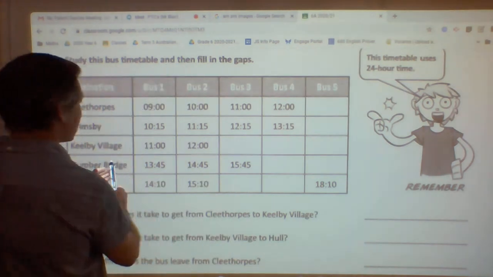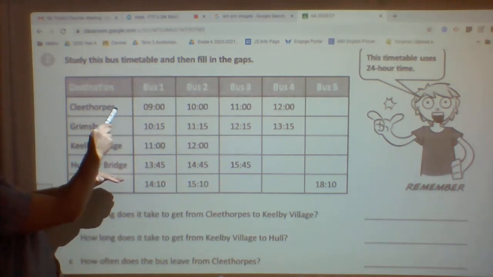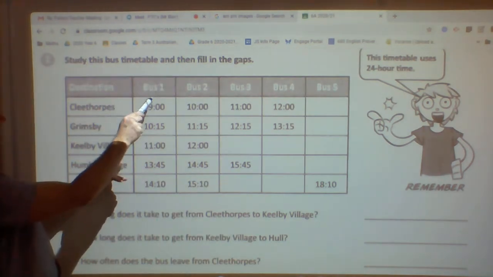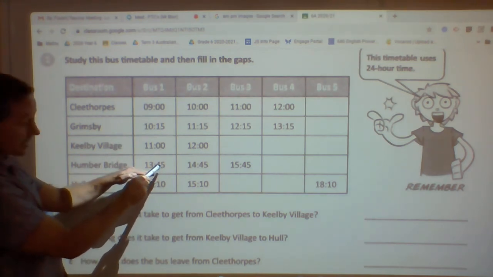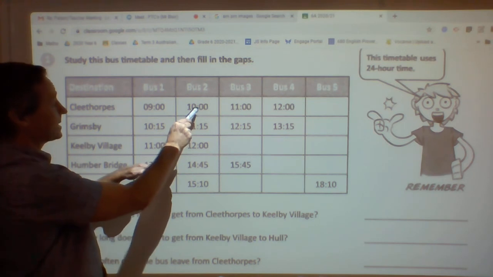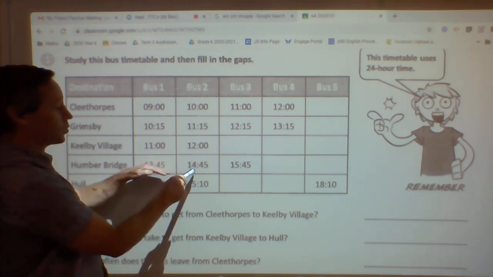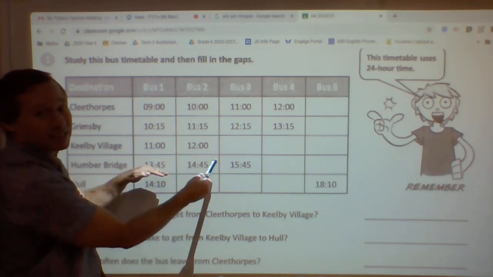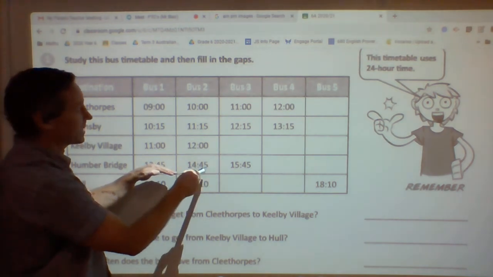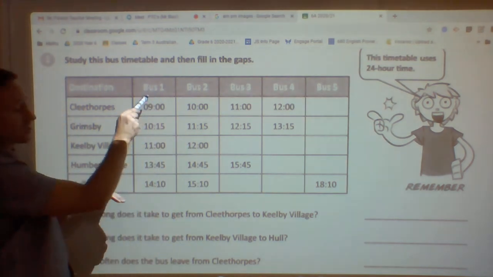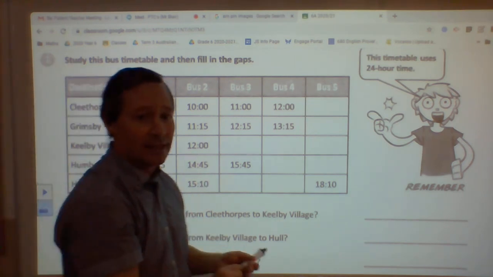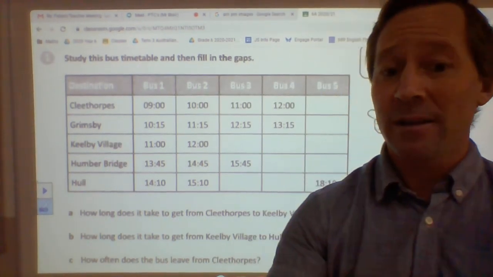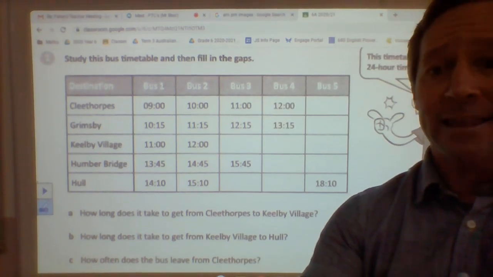So, Humber Bridge is here. Cleethorpes, if I catch bus 1, I can be there at 13:45. That seems good, I can do that. If I catch it at 10 o'clock, I will be there at 14:45, which means it's after. So I can't catch any of these buses. I'd have to catch bus 1. And that's pretty much the basics of that particular timetable and the questions that go with it.